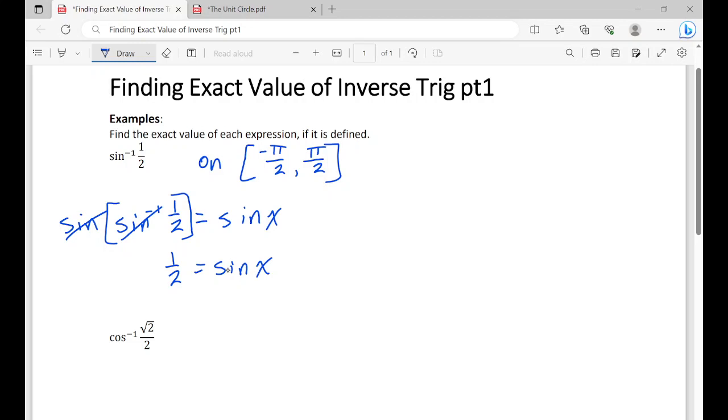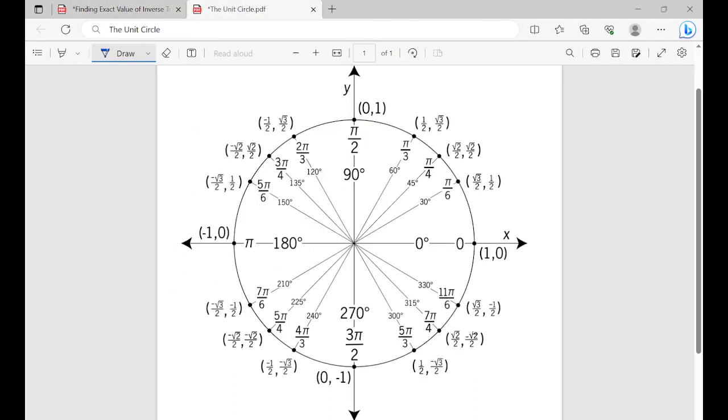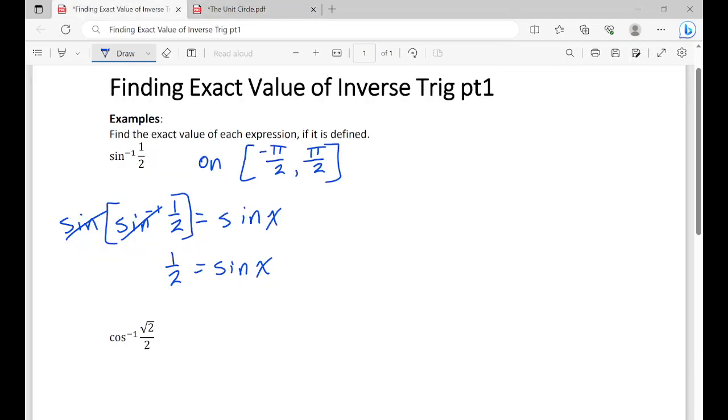So where is sine equal to a half on the unit circle? Well, I know it's only valid between negative pi over 2 to pi over 2, so just here. So where is sine equal to a half? Where is the y value only a half? Right here at pi over 6. It's the only place. So arc sine of a half is equal to pi over 6.